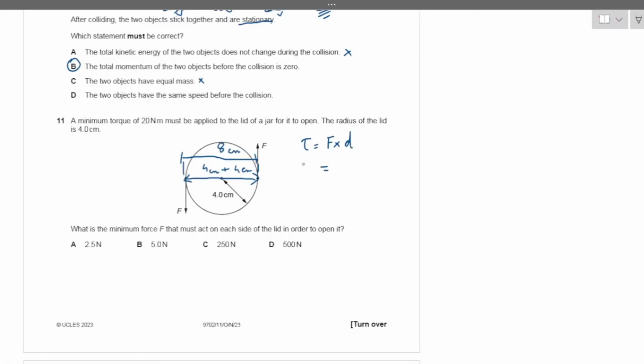So we have the torque that is 20 newton meter. We need the force. Make sure you convert your 8 centimeters into meters. So force would be 20 divided by 0.08, 8 divided by 100. Force would be 250 newtons, and this is one of the forces. The minimum force F over here is option C, 250 newtons.